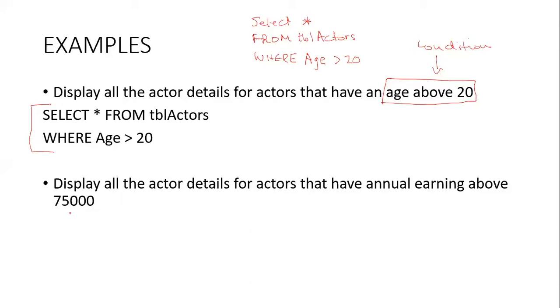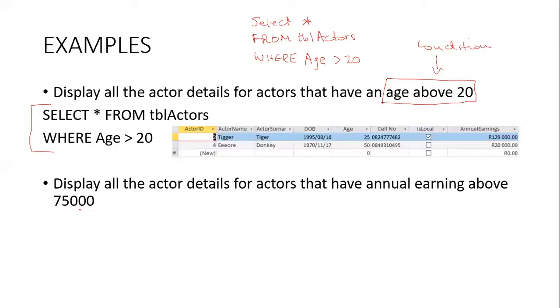And if you run the particular SQL statement, this is what it would return. If you recall, we had 4 records in total. But because of the restriction, it's now giving us ages that are above 20, and there are only 2 records that have an age above 20.